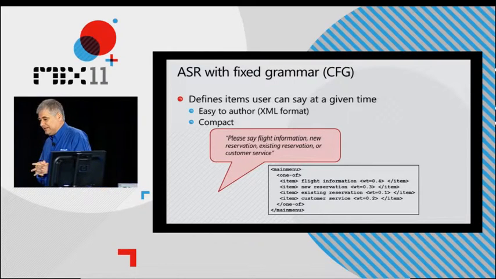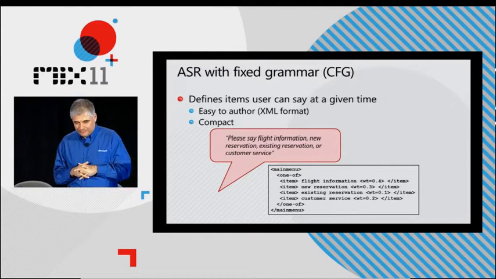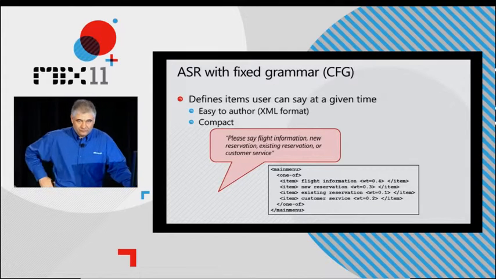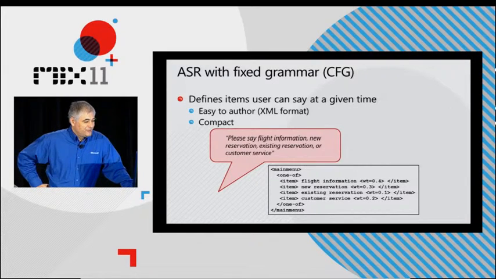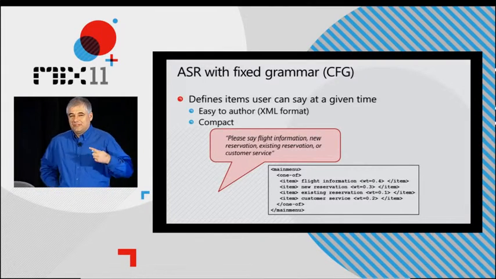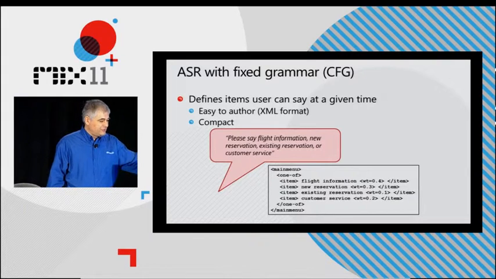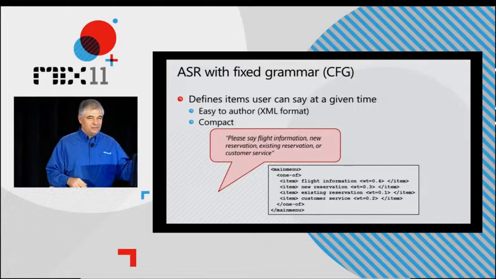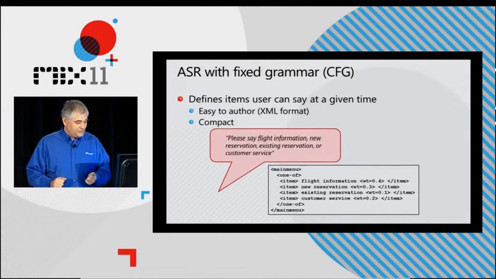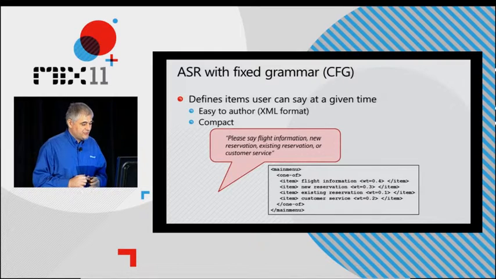And when you dial a phone to a major company or want to book your tickets for the airplane, and when you hear the prompt, please say flight information, new reservation, existing reservation, or customer service, while the computer plays this prompt, it loads this XML file, which is down here, and it just says that we expect the user to say either flight information, new reservation, existing reservation, or customer service. And you can see on the right, there are given probabilities that we expect the users to say that.